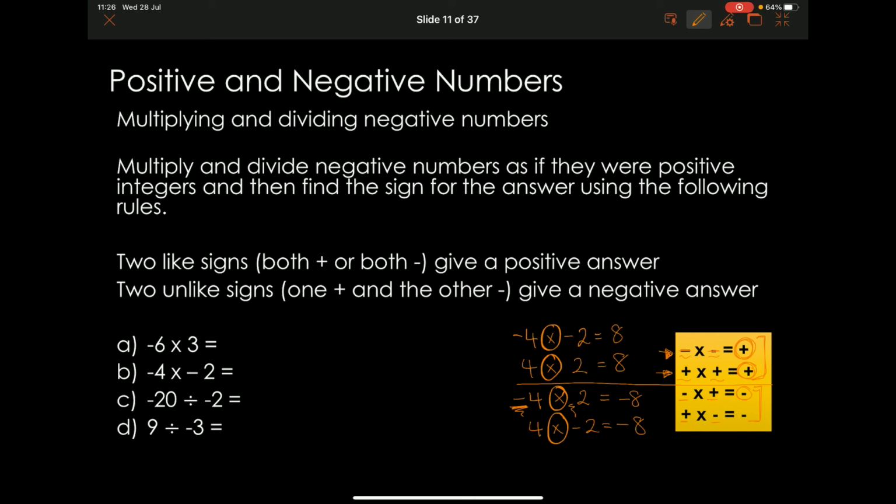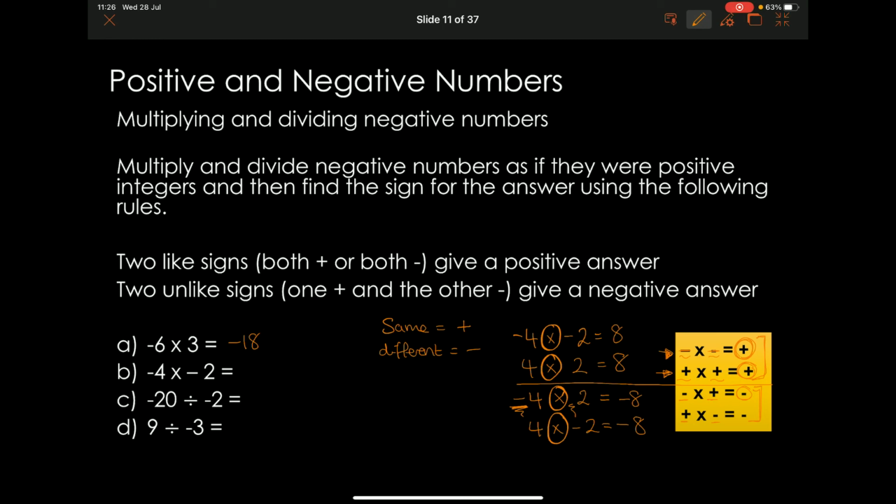For question A, the signs are different. Okay, I'm just going to write here, same equals plus, different equals negative. For A, the signs are different. So let's do our calculation. 6 times 3 is 18. But because the signs are different, one is negative and one's positive, my answer will be negative. So it'll be -18.